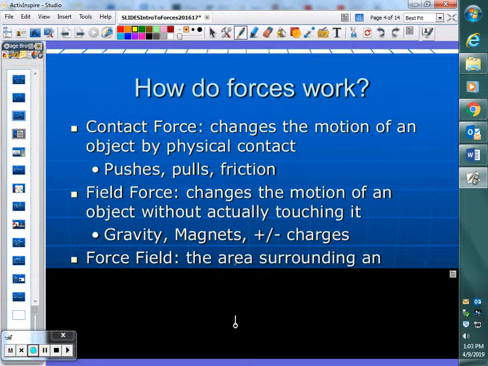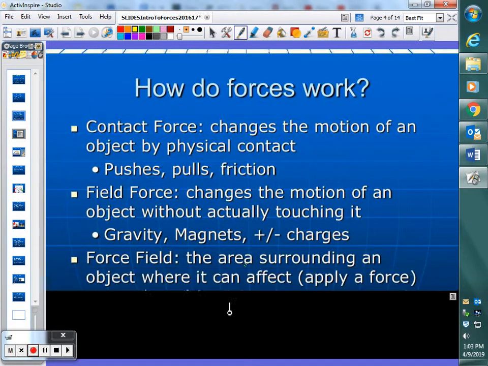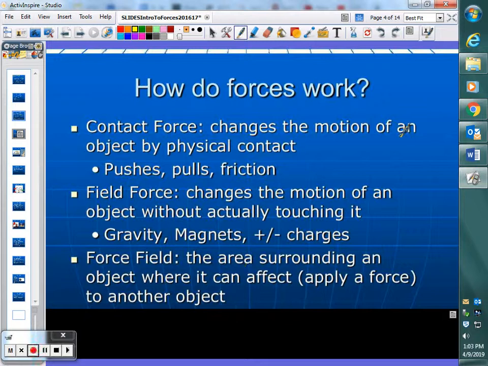Okay? So, a force field. Unlike what you may picture a force field as through a science fiction movie or a novel or something like that, a force field is an area. Okay? It's the area that surrounds an object where it can affect other objects.